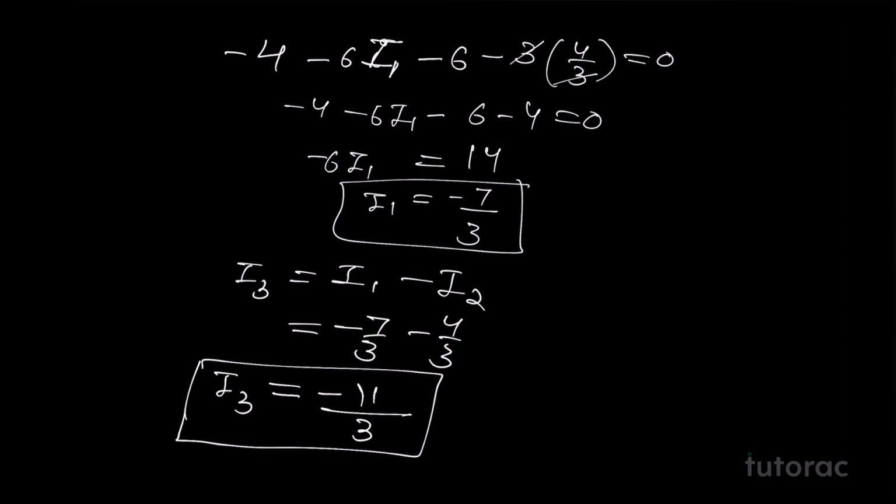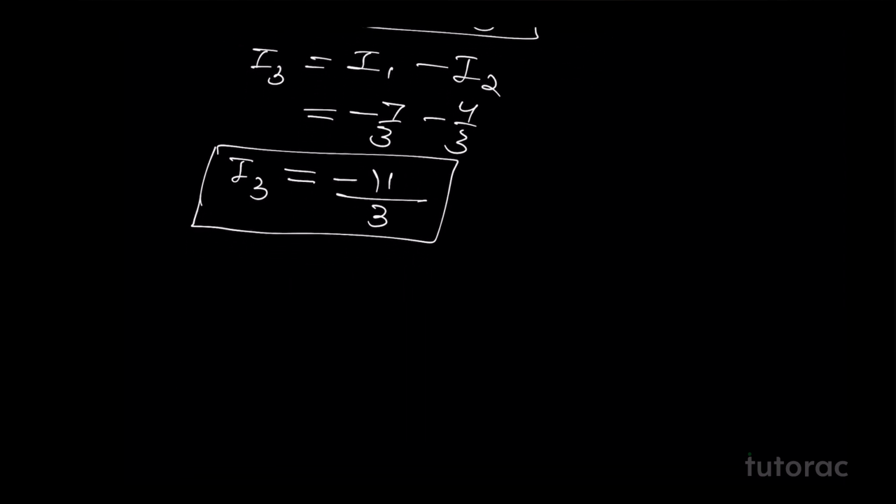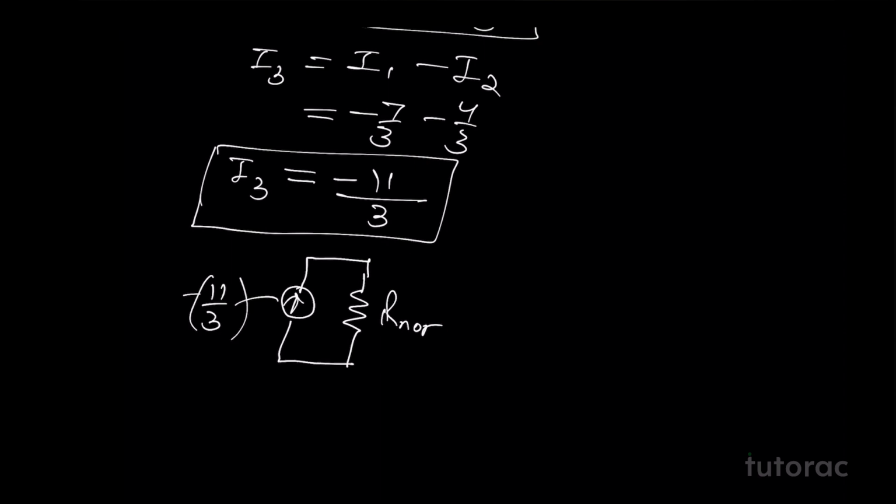The only thing that we are left with is to draw the equivalent Norton circuit. So how it looks like, see, a resistance, that is the R Norton, 2 ohm, parallel to the current source. So this is my current source with minus 11 by 3 ampere, or 11 by 3. You can directly take the magnitude as well. And then we have this load resistance here, that is 5 ohm.